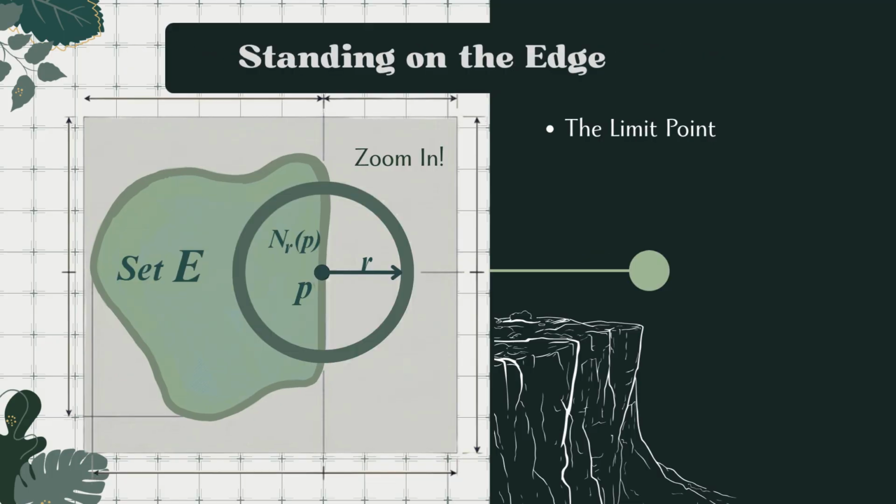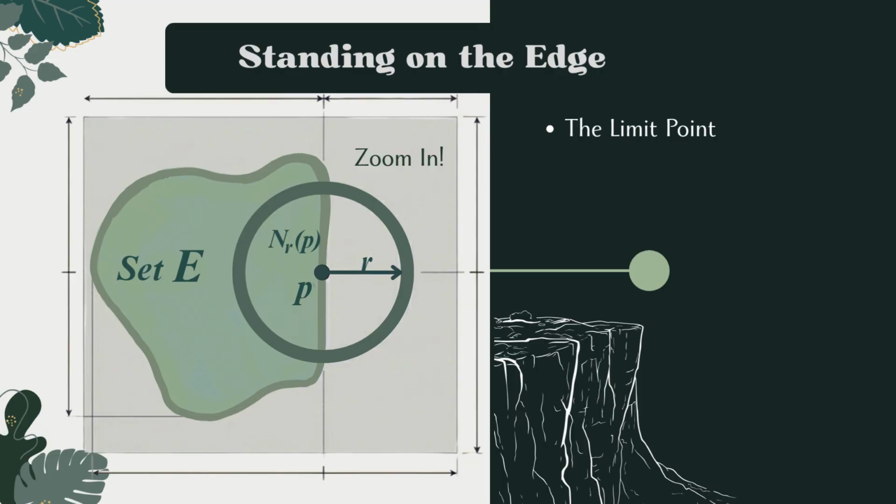Now compare that with a point near the boundary. Every neighborhood around that point touches the set. No matter how much we zoom in, points of the set continue appearing nearby. This is the idea of a limit point. Limit points help us identify where a set accumulates or approaches its boundary.